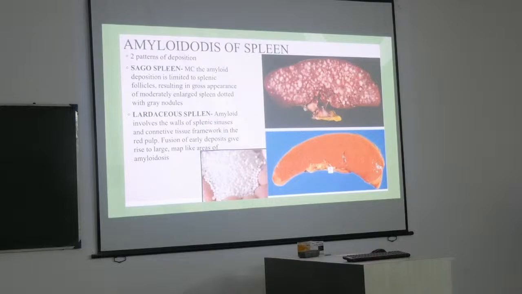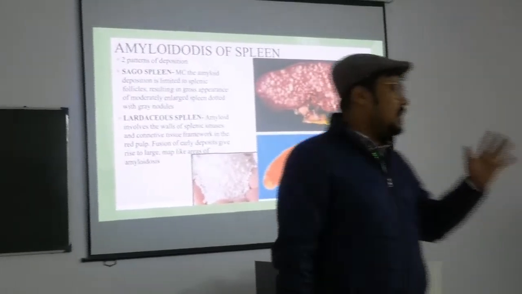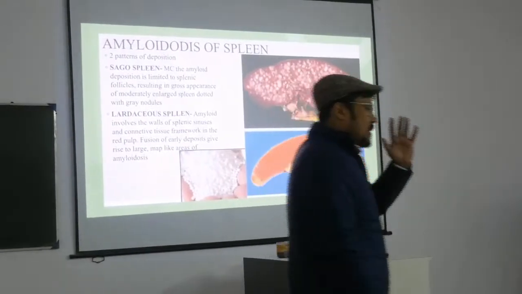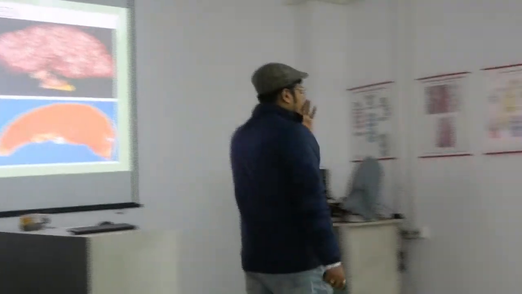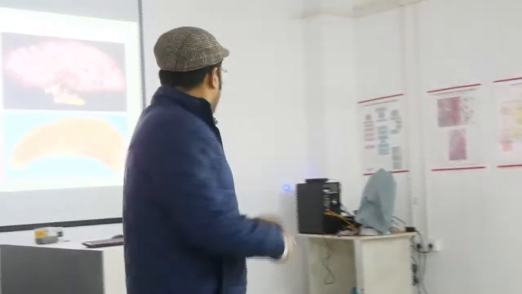Grossly this is sago spleen. There are two patterns of deposition in the spleen: one is sago spleen, the other is lardaceous spleen. From the name, from common sense, we can interpret that the outer surface of the spleen appears like sago, or small whitish studded structures. You can see.